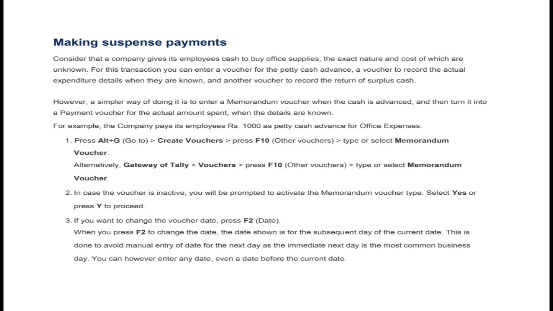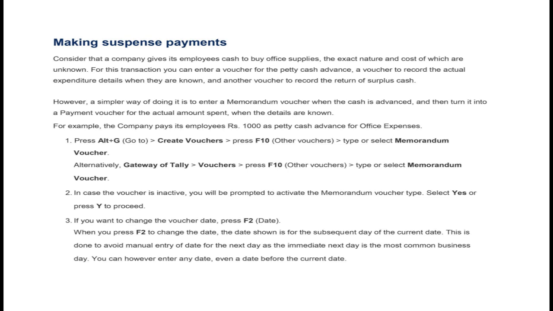Making suspense payments. Consider that a company gives its employees cash to buy office supplies, the exact nature and cost of which are unknown. For this transaction, you can enter a voucher for the petty cash advance, a voucher to record the actual expenditure details when they are known, and another voucher to record the return of surplus cash. However, a simpler way of doing it is to enter a memorandum voucher when the cash is advanced, and then turn it into a payment voucher for the actual amount spent when the details are known.